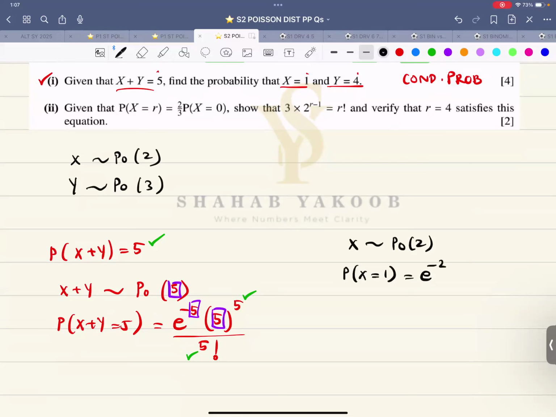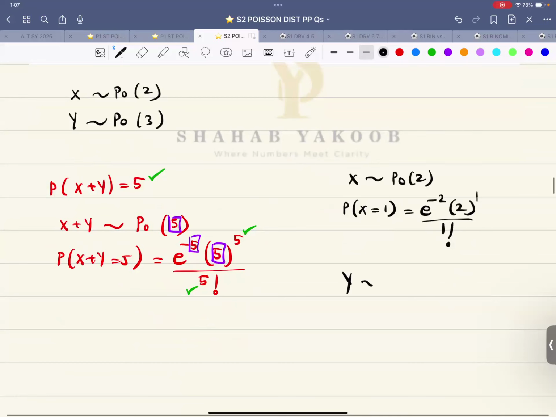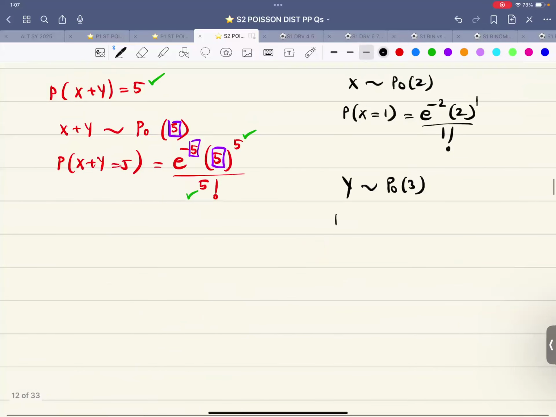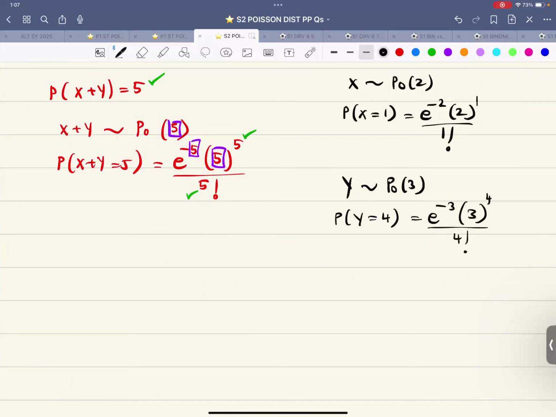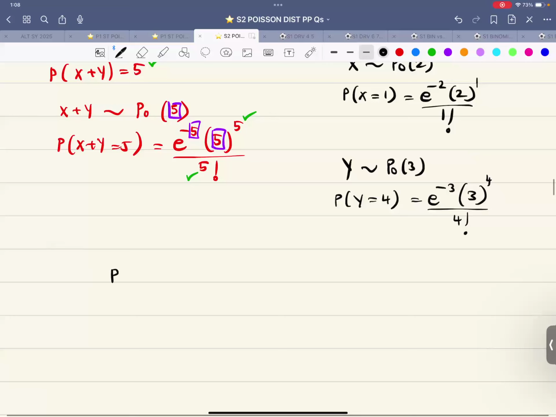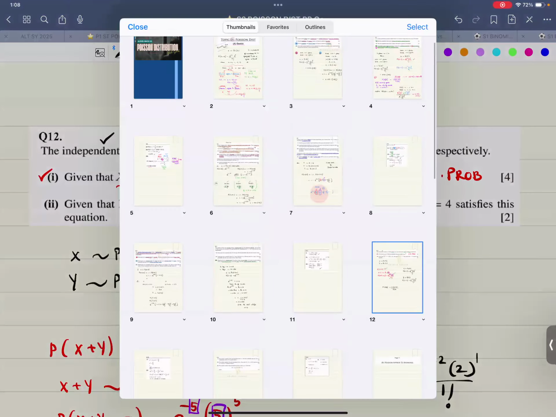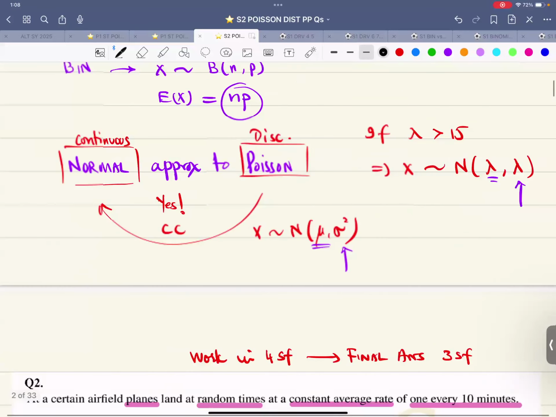That is e raised to power of negative 2, 2 raised to power of 1 over 1 factorial. Similarly, y follows a Poisson distribution with 3, and y is equal to 4. So probability y is equal to 4, e raised to power of negative 3, 3 raised to power of 4 over 4 factorial. Now, probability A given B is probability of A intersection B divided by probability of B. It says independent over here, just like it said in the first question.